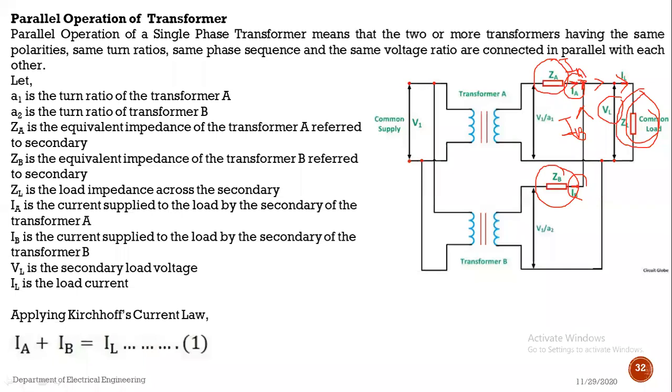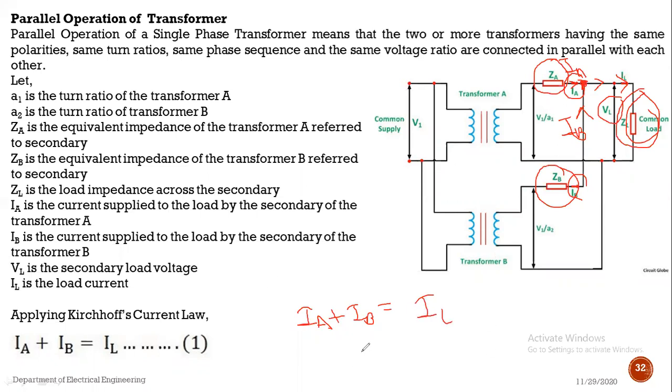Sum of incoming current is equal to sum of outgoing current. या नोडला इनकमिंग होणारे करंट किती आहेत? IA and IB. So the sum of these currents is IA plus IB. या नोडला आउटगोइंग होणारे करंट किती आहेत? IL. So KCL is satisfied.